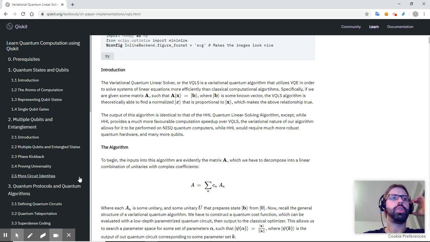Let me read the introduction a little more carefully. The variational quantum linear solver is a variational quantum algorithm. It utilizes VQE in order to solve systems of linear equations more efficiently than classical methods. Specifically, if we are given some matrix A such that A times x equals b, where b is some known vector, then the VQLS algorithm is theoretically able to find a normalized x that is proportional to x, which makes the above relationship true. It's normalized because that's basically what you get with quantum computing.